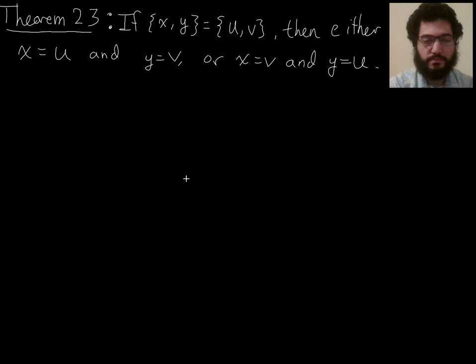So here's the exact theorem statement. It's an if-then. So we need to prove that if these two, which I'm calling doubletons, if these two doubletons are equal, then either one thing or another thing. Either it's because the first things match, x with u and y with v, or it's because the outers and the inners match, x with v and y with u.